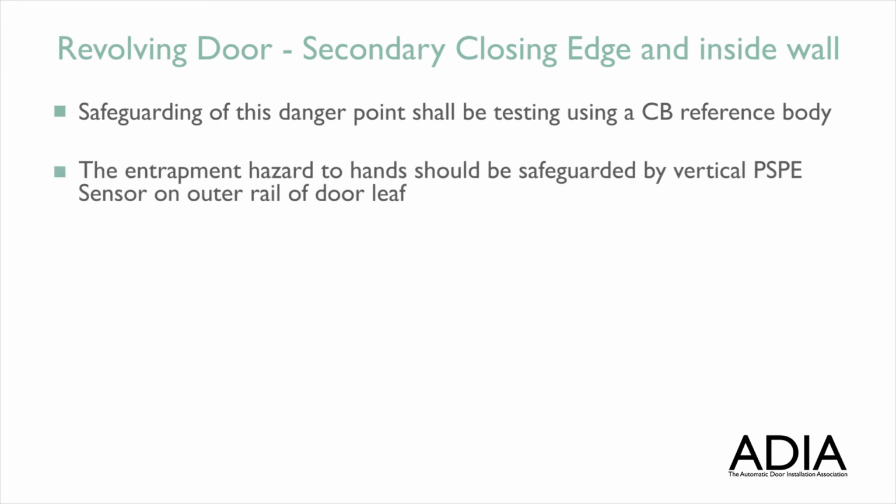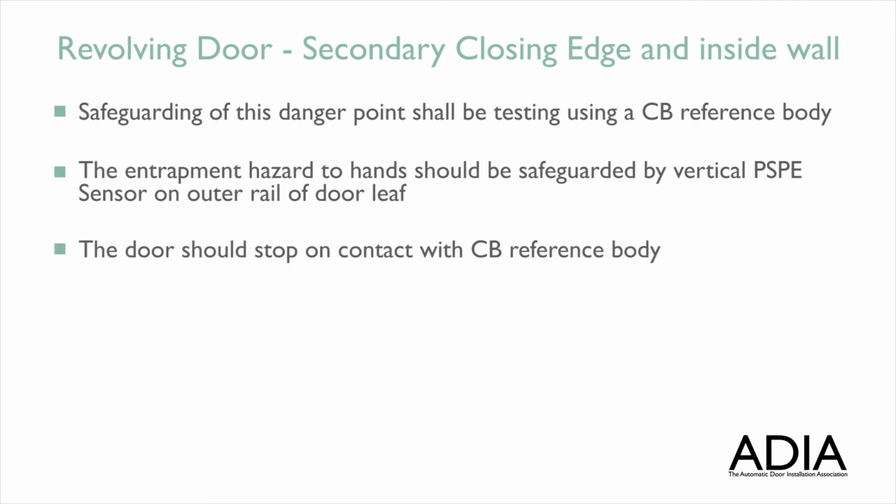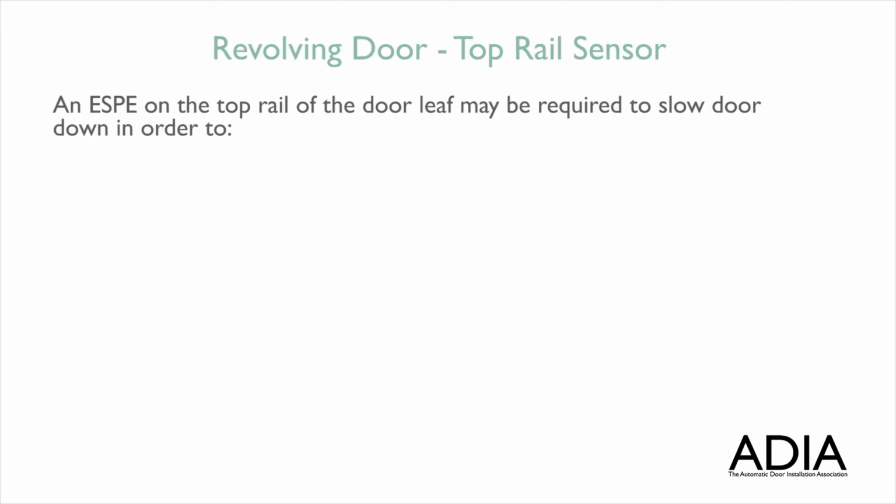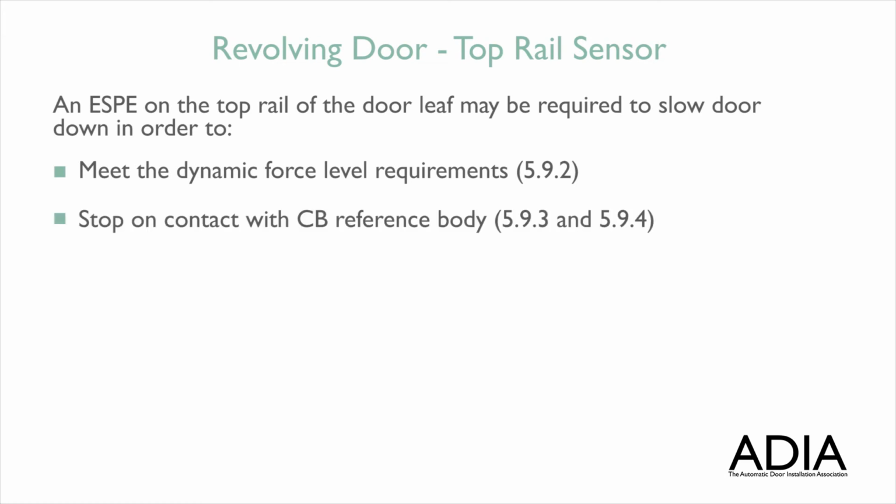The entrapment hazard to the hand should be safeguarded by a vertical PSPE sensor on the outer rail of the door leaf. The door should stop on contact with the CB reference body. An ESPE on the top rail of the door leaf may be required to slow the door down in order to meet the dynamic force level requirements. Stop on contact with the CB reference body.